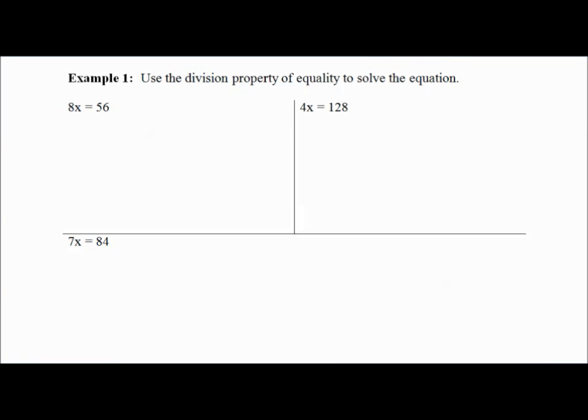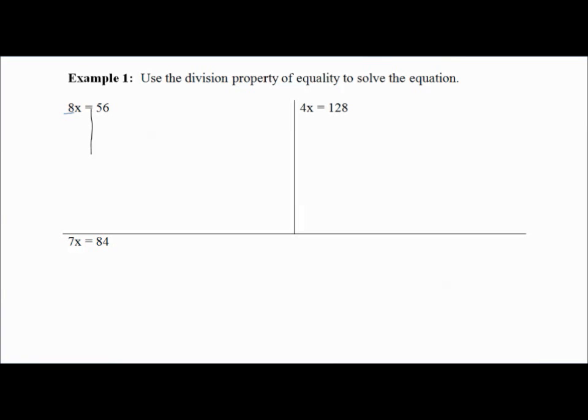So let's go ahead and get started. First thing that I'm going to do, I'm going to draw my little line down, separating my equation into two separate parts. I have my left side and I have my right side. Remember, when solving equations, whatever you do to the left side, you have to also do the same thing to the right side in order to keep an equivalent equation. So once again, this is 8 times the variable x. The inverse of multiplication is division. So in order for me to get rid of this 8, I need to divide both sides by 8.